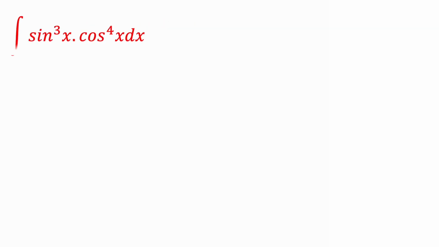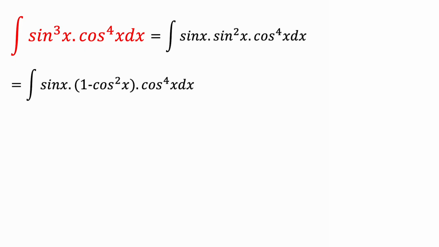All right, now consider the integral of sine cubed x times cosine to the power of 4x. Oh wait, sine cubed is odd. I'm going to separate one sine term from it. What will be left? Sine squared. I'll use the very first trigonometric identity for sine squared. What was that formula? Yes, instead of sine squared, we write 1 minus cosine squared.